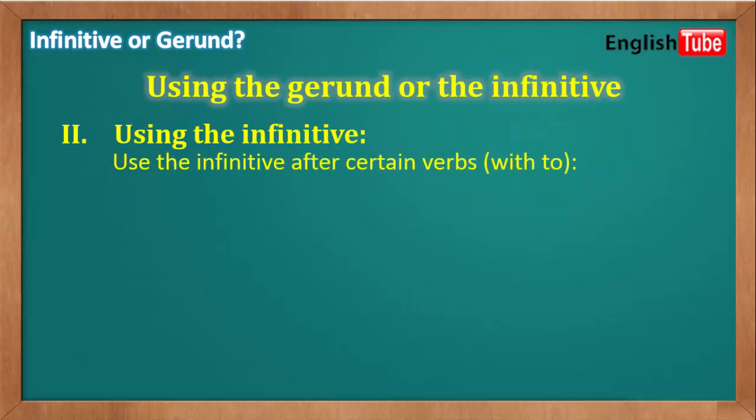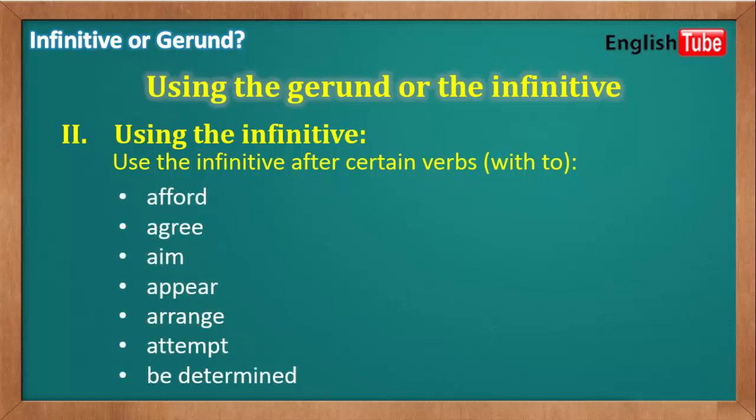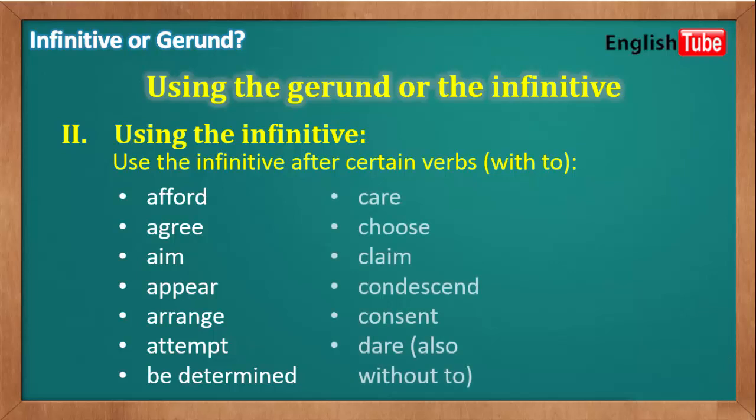Use the infinitive after certain verbs with or with no to, okay? You got here the verb afford, agree, aim, appear, say appear to, right? Arrange, I arrange to travel or to do something, right? Attempt to, be determined to, care to, choose to, claim to, condescend to, consent to, dare, right? With or without to. Say dare doing something, dare say something, or dare to do it, and so on, yes.